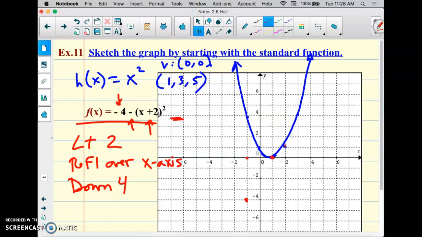So take this point here, I'm going to move it to the left 2, 1, 2, reflect it over the x-axis, and then down 4. Let me do that again. Left 2, 1, 2, reflects over the x-axis, ends up there, and then down 4. 1, 2, 3, 4. My new point is there. I'll take care of this point now. Left 2, 1, 2, flip over the x-axis, and then down 4. 1, 2, 3, 4.